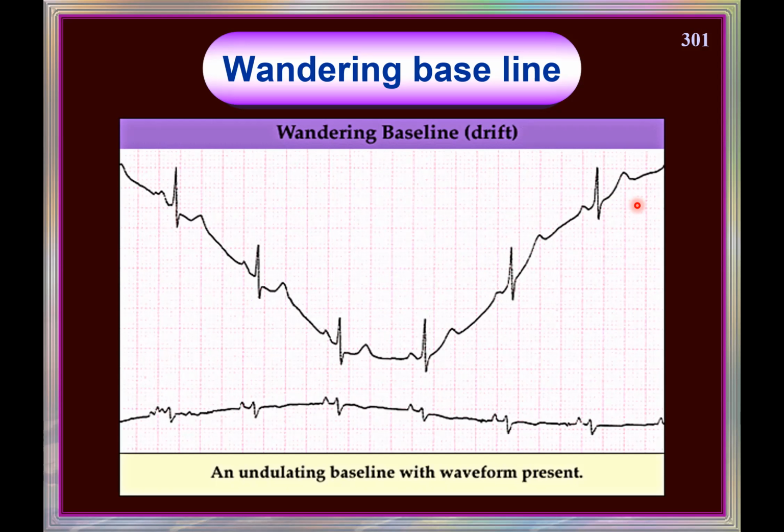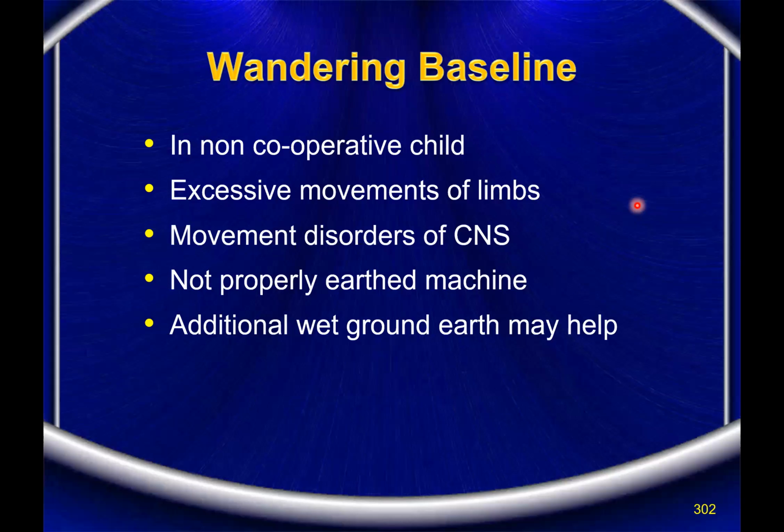They are all brass ones, so they become very bright, and no corrosion will be there. And a good amount of contact jelly should be used. Then you can avoid the wandering baseline. If the wandering baseline is there, it interferes with the interpretation of the ECG. Other causes: a non-cooperative child, excessive movements, movement disorders, a not properly earthed machine, and additional wet ground earth may also help.